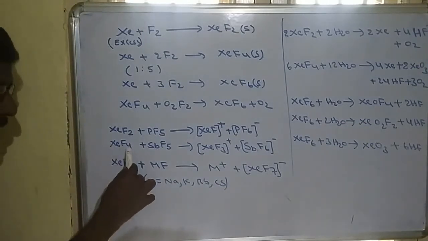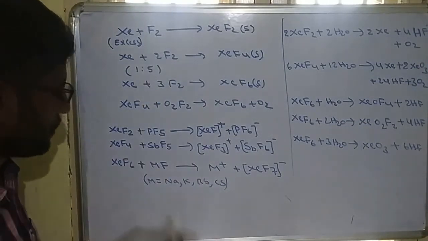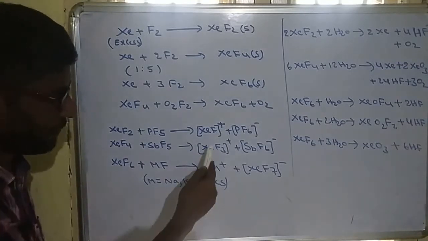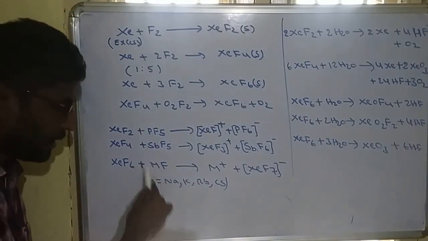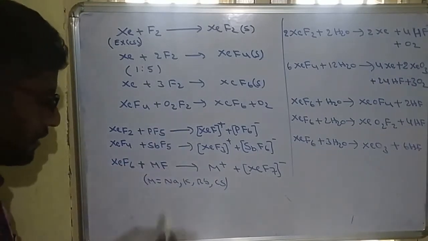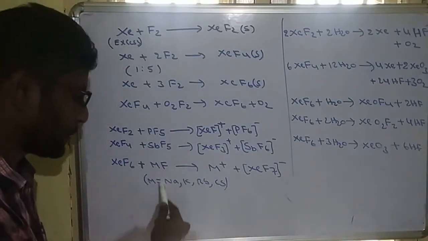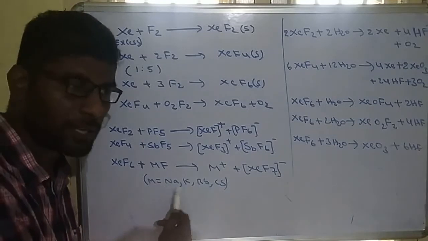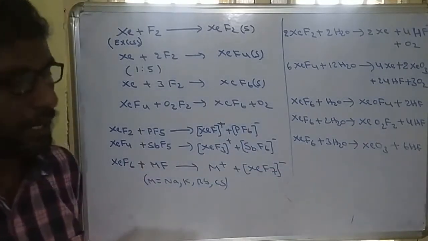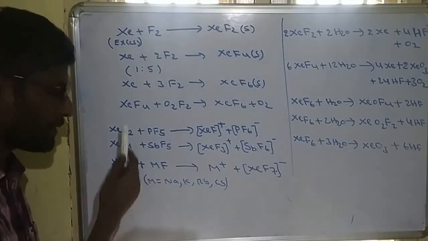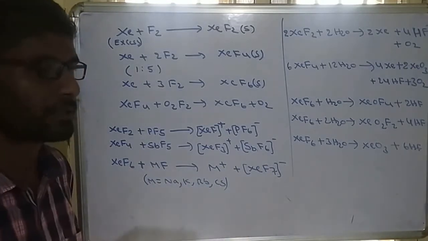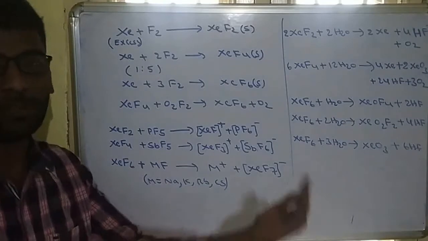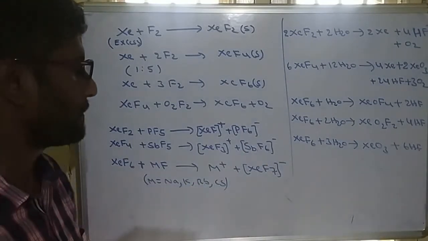Similarly, XeF4 also can donate fluoride ion to antimony pentafluoride, forming XeF3 plus. Similarly, when they combine with metal fluorides like first group elements, which are highly ionic in nature, they can release fluoride ions. The fluoride ions are accepted by XeF6, converted to M plus and XeF7 minus. So they can donate, and they can also accept fluoride ions.